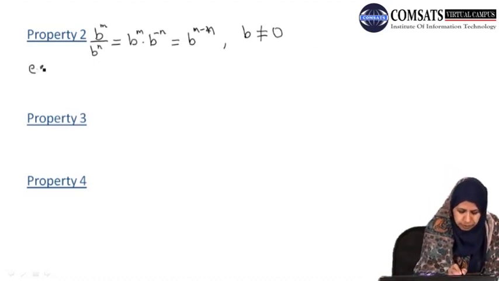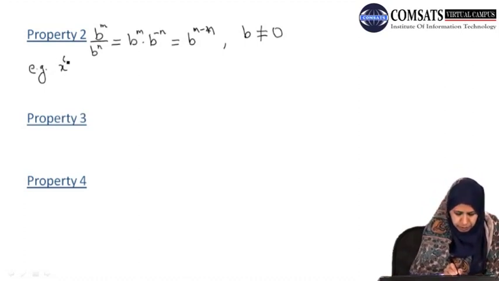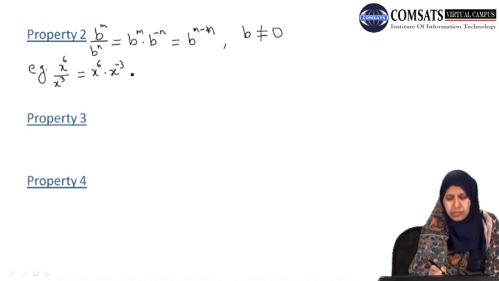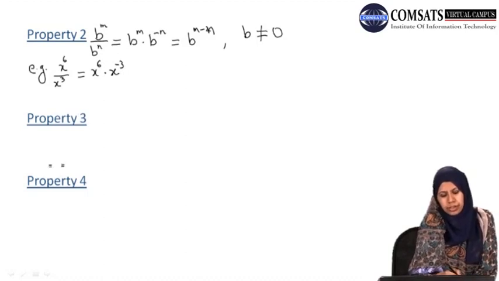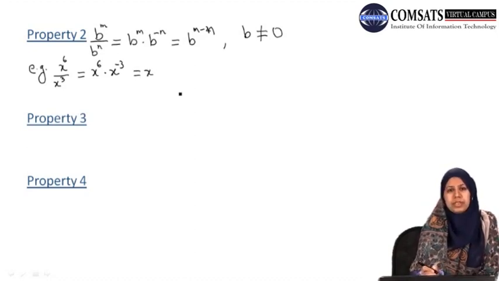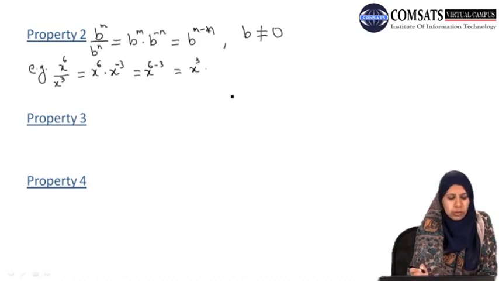For example, we have x to the power 6 divided by x cube. This is nothing but writing it as x to the power 6 into x to the power minus 3. The denominator will come as a product with the negative power, and now we can write it in the form of a single base with powers added, that is 6 minus 3, which equals x cube.